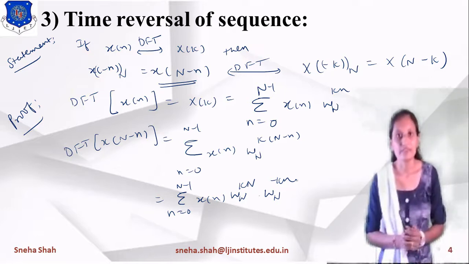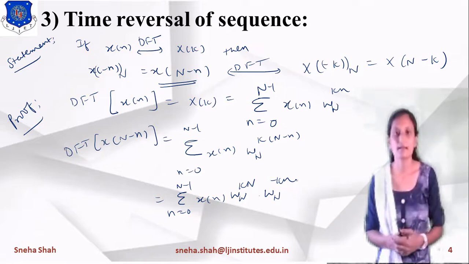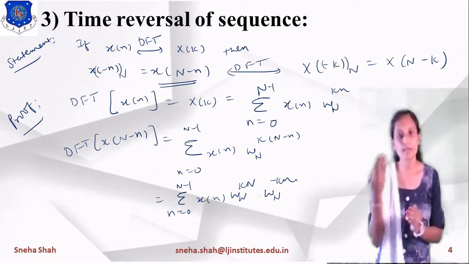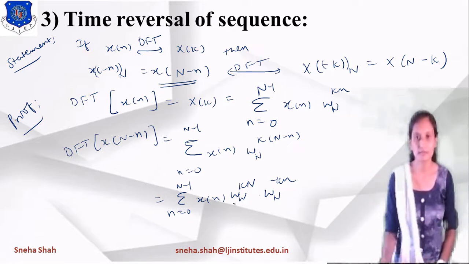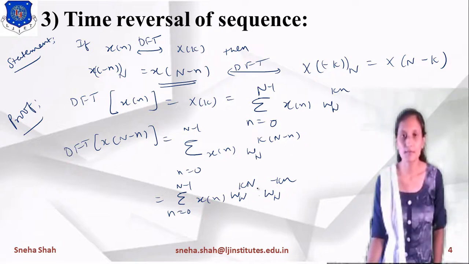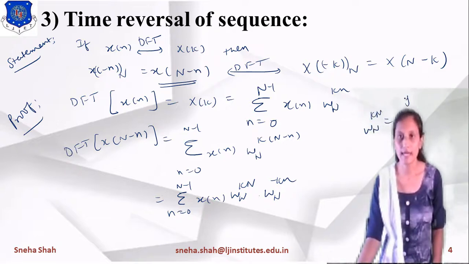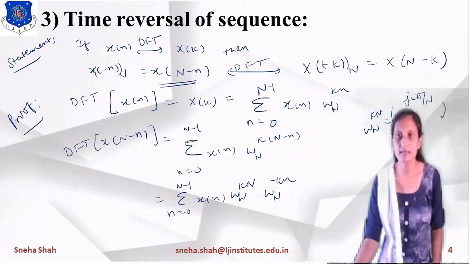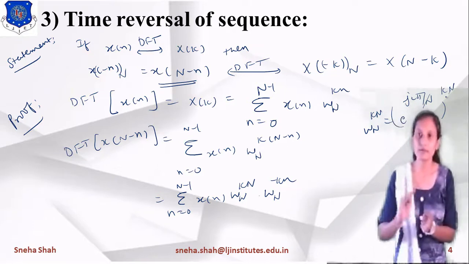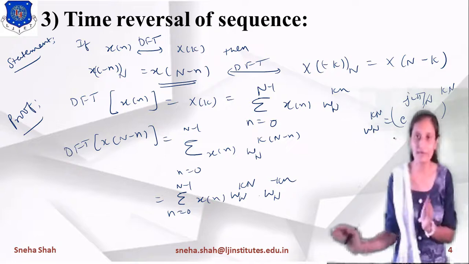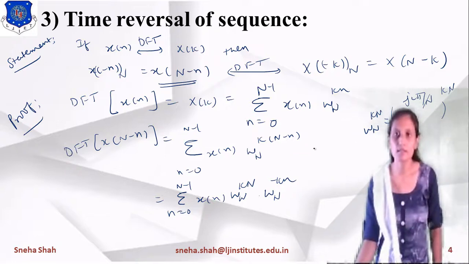So if I am finding the value of this term, wn raised to capital Kn, its value will be in the form of e raised to minus j 2 pi by capital N raised to k into n, right? So n will be cancelled out, and as we change the value of k from 0, 1, 2, 3, for any value of k, the value of this term equals 1.